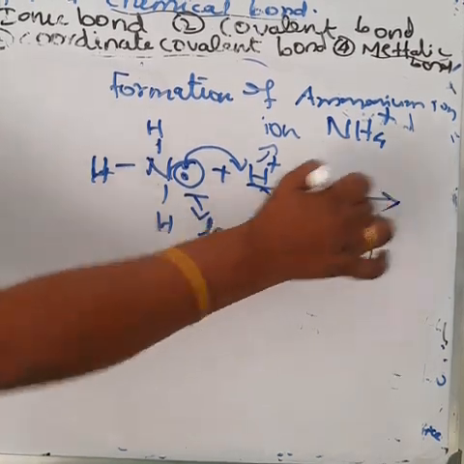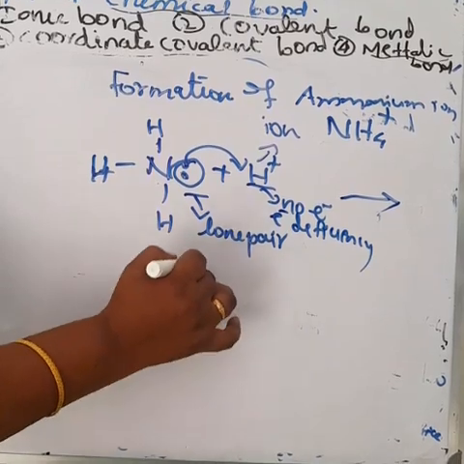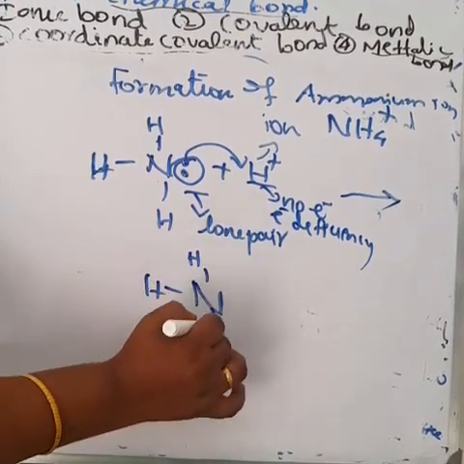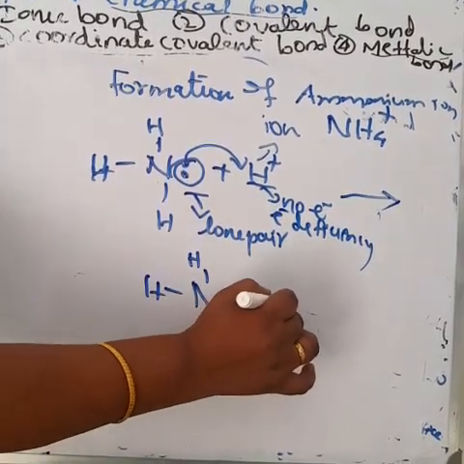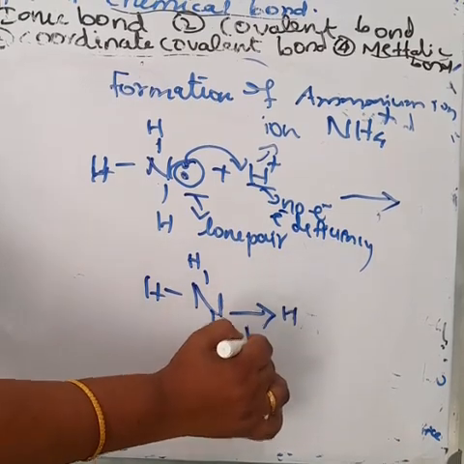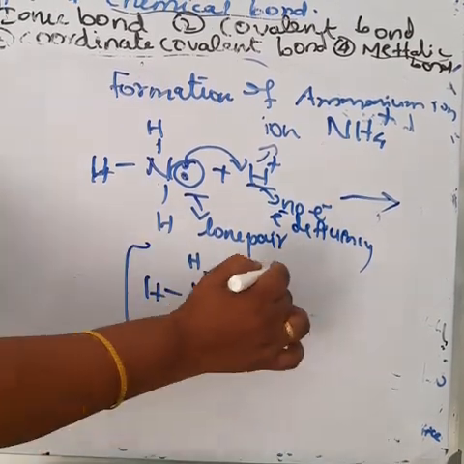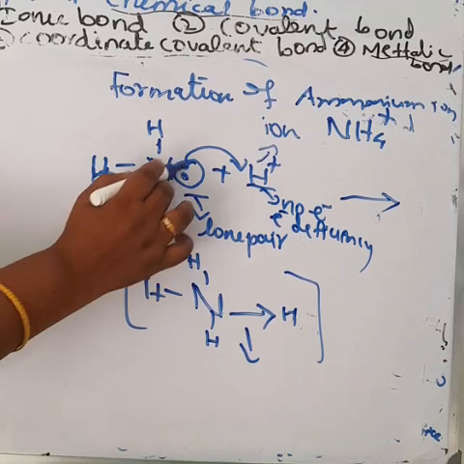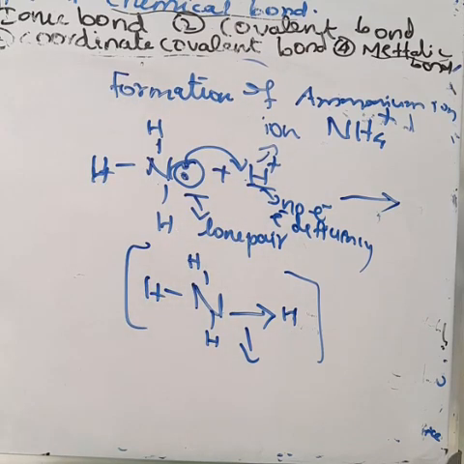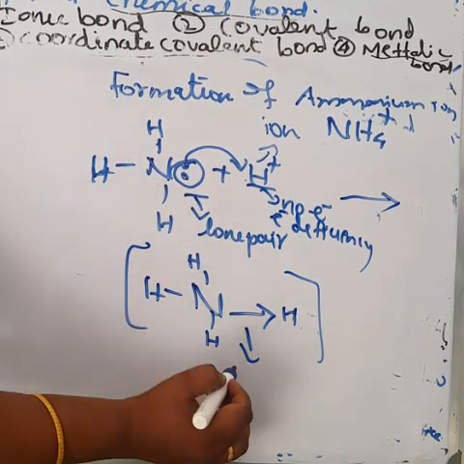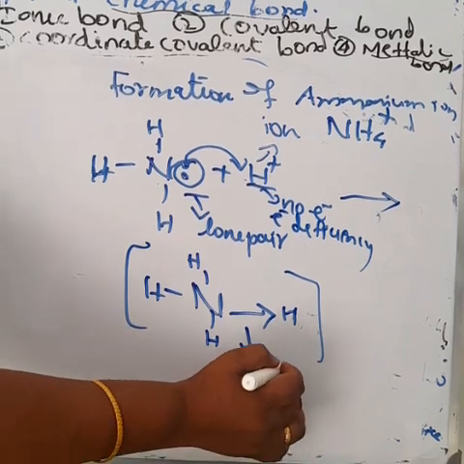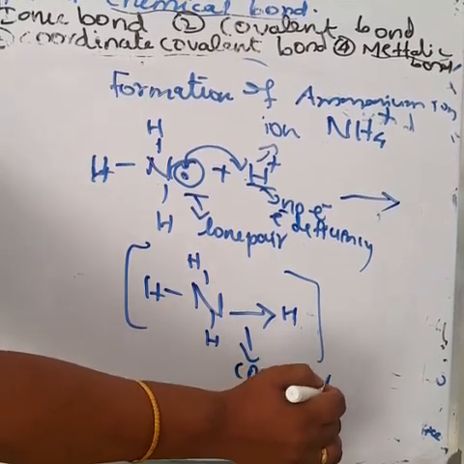This bond is known as coordinate covalent bond. Understand? Only one atom donates the pair of electrons to the other atom, and the coordinate covalent bond is formed. NH4 plus is formed. Here two types of atoms are present.